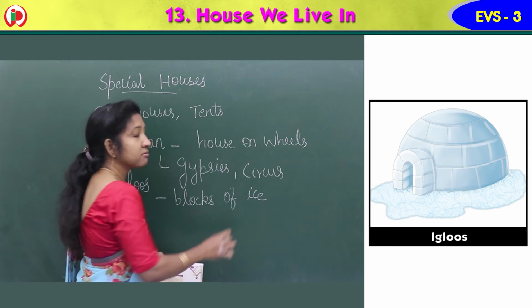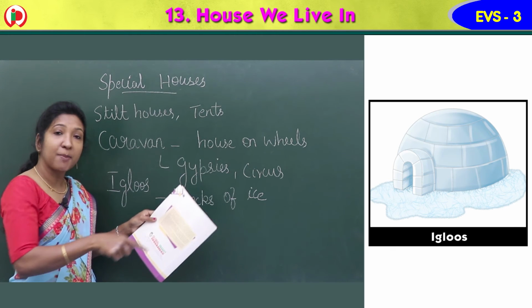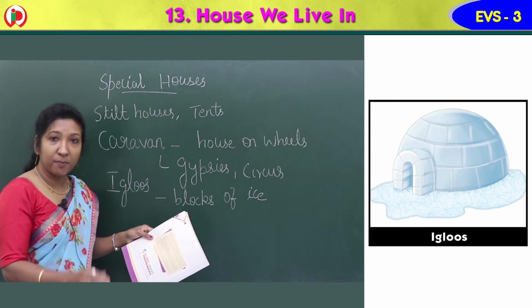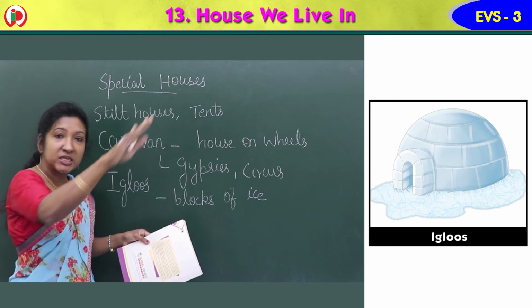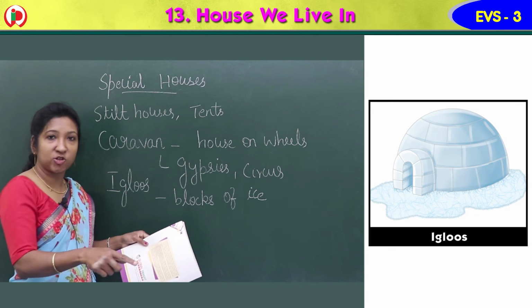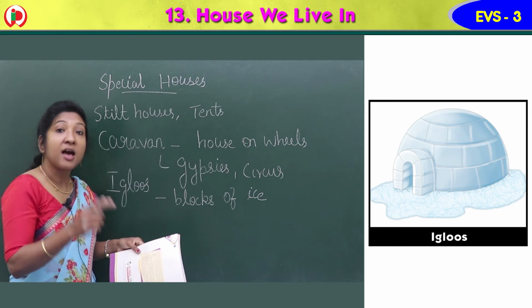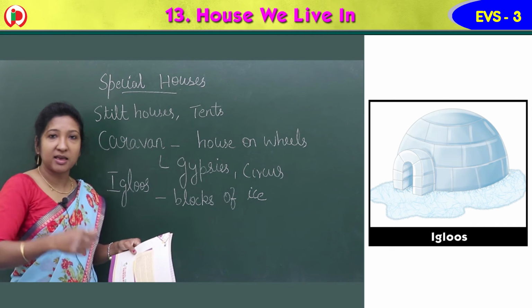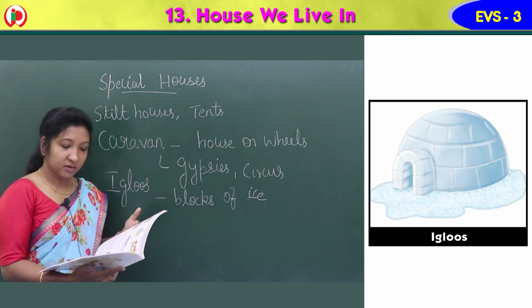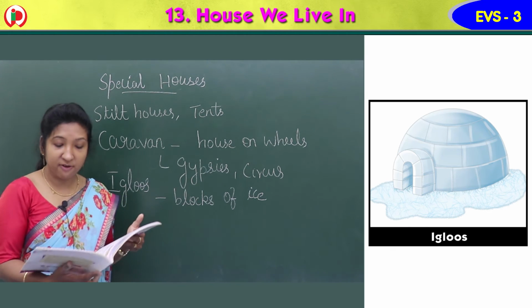Igloos are made of blocks of ice. Okay, you can see the image here. Dome shape. See the shape of that house? Like a dome. That's why it is called a dome-shaped house. That is the shape of a dome actually, the shape of that igloo house. Okay, it is made up of what? Ice. Blocks of ice. Igloos are dome-shaped houses made of blocks of ice.